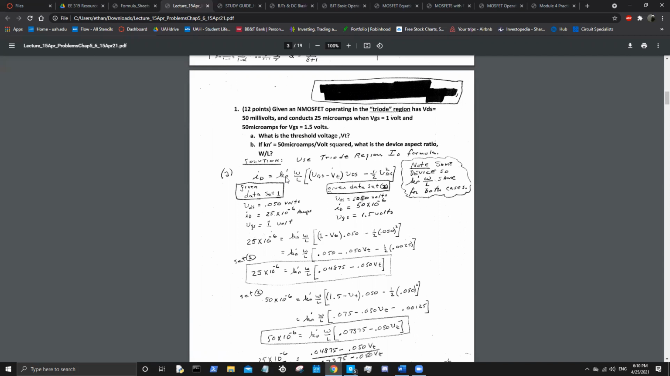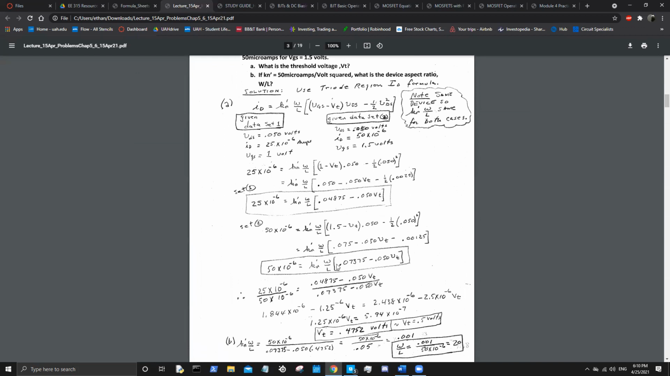But where did he give us the Kn? Not here, it's in part B. But you don't need it for part A. Yeah, the ratio cancels out between them. If you look, you basically set up the equation, instead of for ID, for the Kn prime W divided by L. Set it up like that, then you just set them equal to each other, and then you're good.